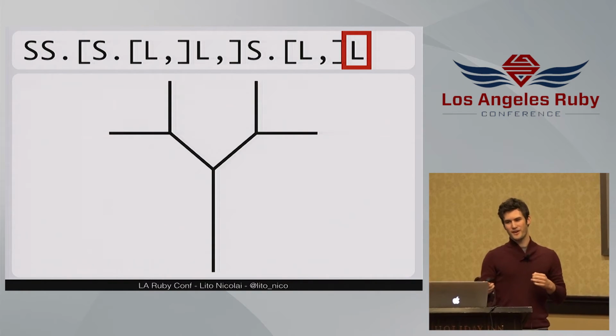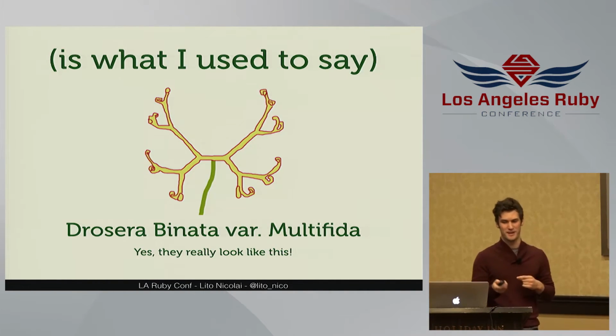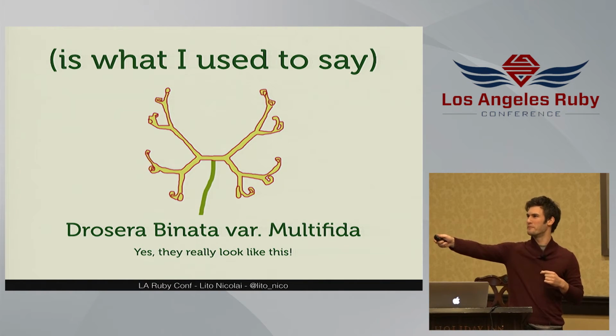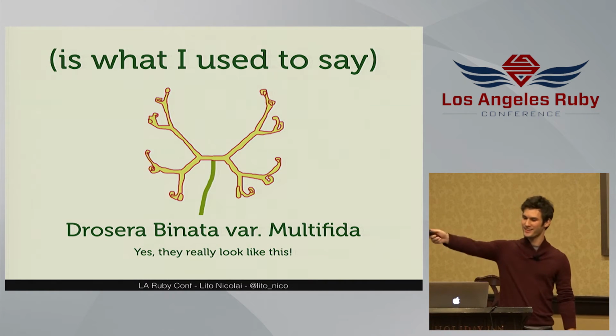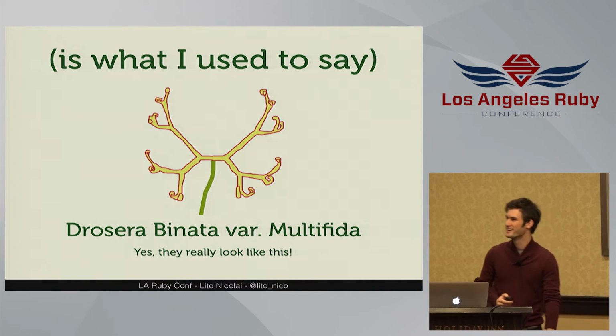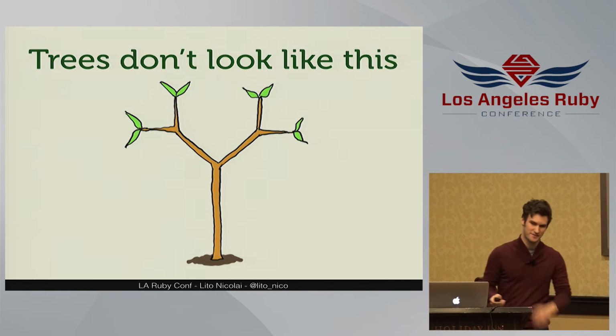So trees don't actually look like this. At least that's what I used to say, because there is a plant called a Drosera binata, which really does look like that. It's a drawing because there are no public domain images of the thing on the internet, but it really looks like that. It's got that branching structure. It's a carnivorous plant, but like most ordinary trees, they don't look like this.